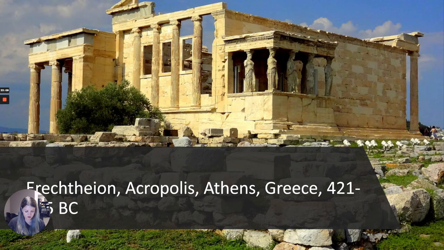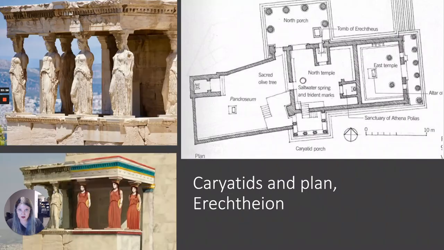Another person buried here is Cecrops, and he was another king of Athens. He's said to have judged the contest between Poseidon and Athena. And on that note, this is actually built on the site of that contest. So let's pull up the plan and we can talk about it a little bit. If you look at the plan up here, look how wonky it is. It's so different than all the other classical symmetrical temples. But if you look at the plan, you can actually see there's the saltwater spring and trident marks. So that is actually part of this contest, and so is the sacred olive tree right over there.